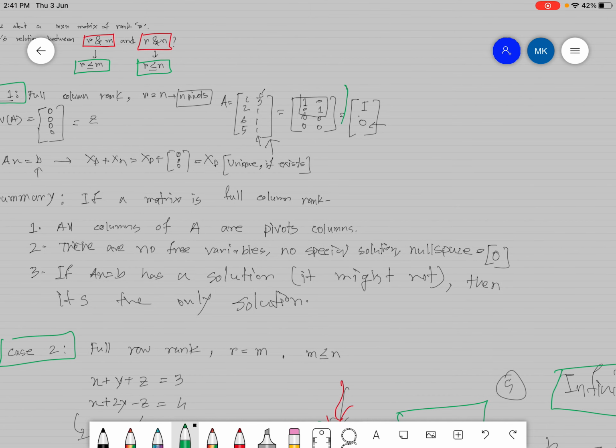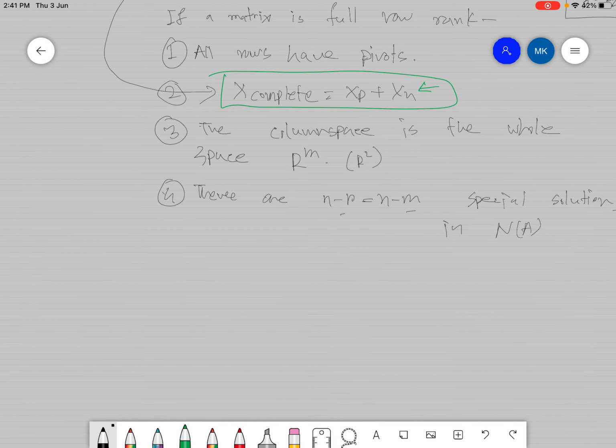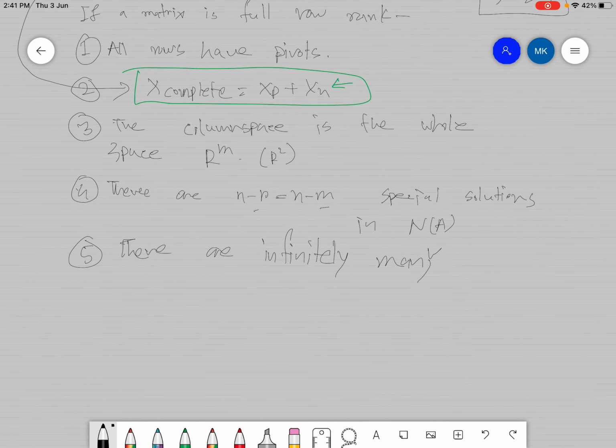So the fifth point is there are infinitely many solutions for Ax equals b.